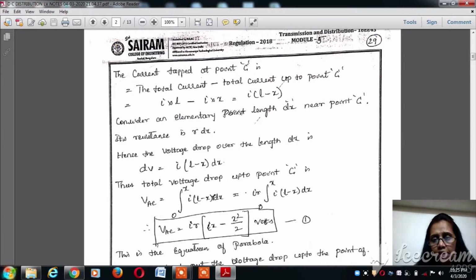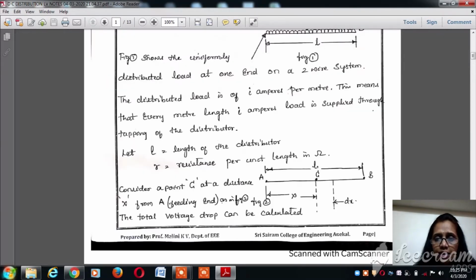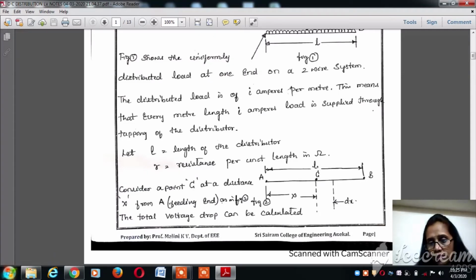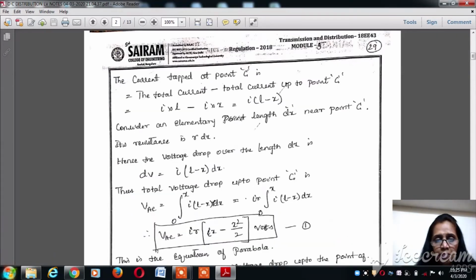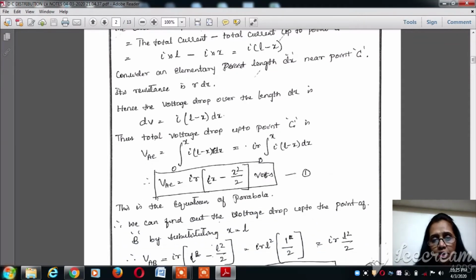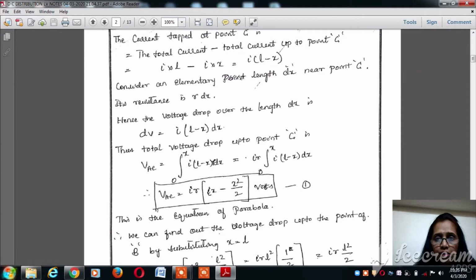Consider elementary length dx near the point C. The resistance of the wire, that is the resistance per unit length, is R ohms. So here we consider the elementary section resistance as R into dx. When we consider this, we can get the voltage drop over the length dx. dV is equal to I into (L minus x) into R into dx, because I into (L minus x) is the current that is tapped at the point X and the point C. So dV is the voltage drop in the elementary section.